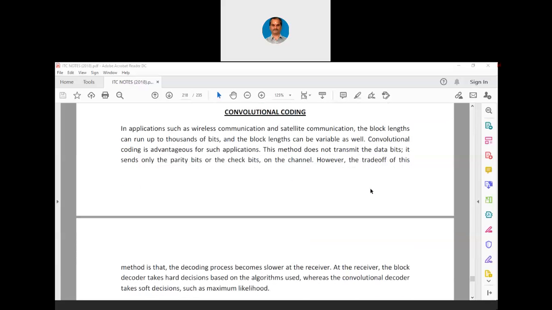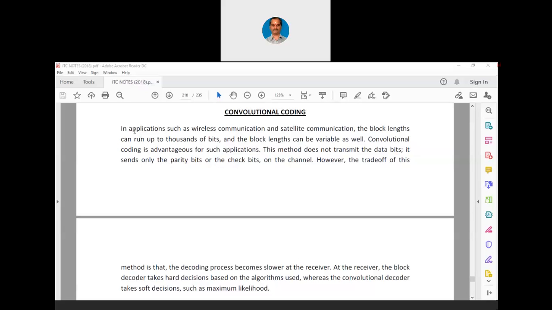Let me proceed now to the last part of our module 5, that is called convolutional coding. We had seen block coding, we had seen cyclic coding. Now we are coming to a method called convolutional coding.